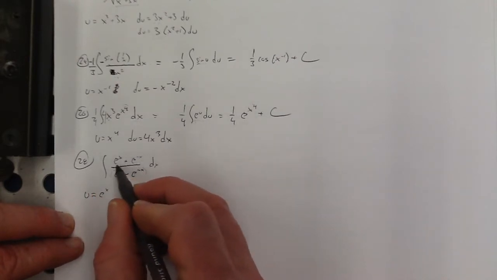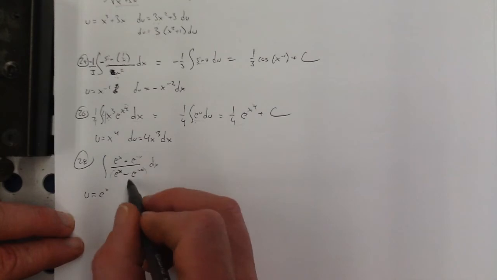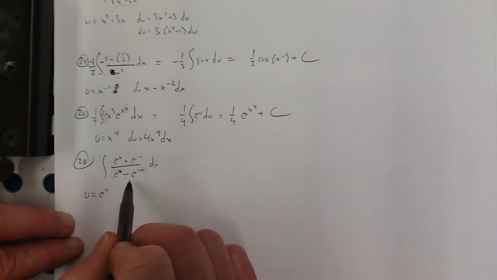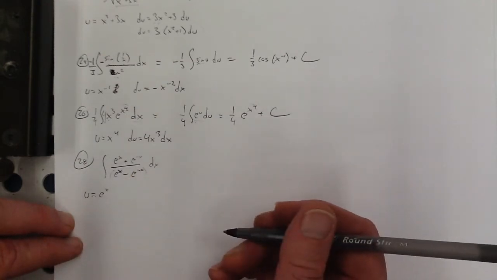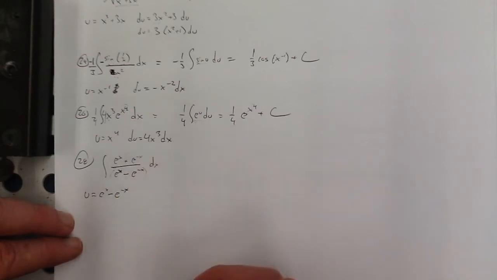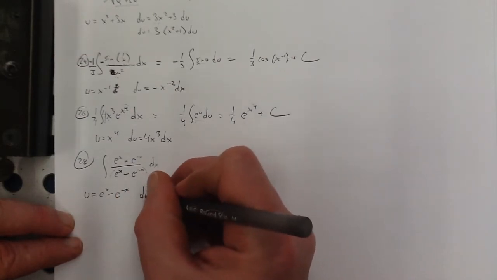It's not going to work to make the numerator the u, because then the du has to show up on top. You can't ever have the du on the bottom, and that's just not going to work. So what if we did this? Then what's the derivative of that?